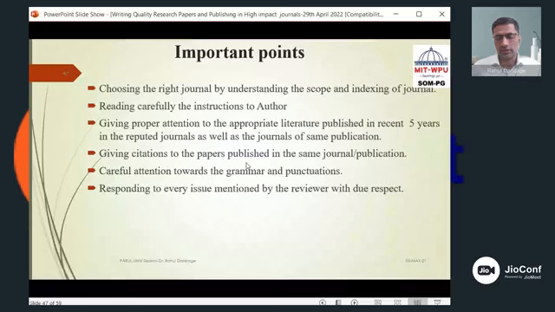Some suggestions, as we are moving towards the end of our session. Selecting the right journal, having appropriate scope, and indexing of that particular journal is important. Read the instructions to the author very carefully. Give proper attention to the literature published in the last 5-10 years, recent, and most importantly in the same journal. Carefully give attention to the grammar and punctuation part, and whenever you get the review reports from the journal, each and every issue mentioned by the reviewer needs to be addressed carefully.